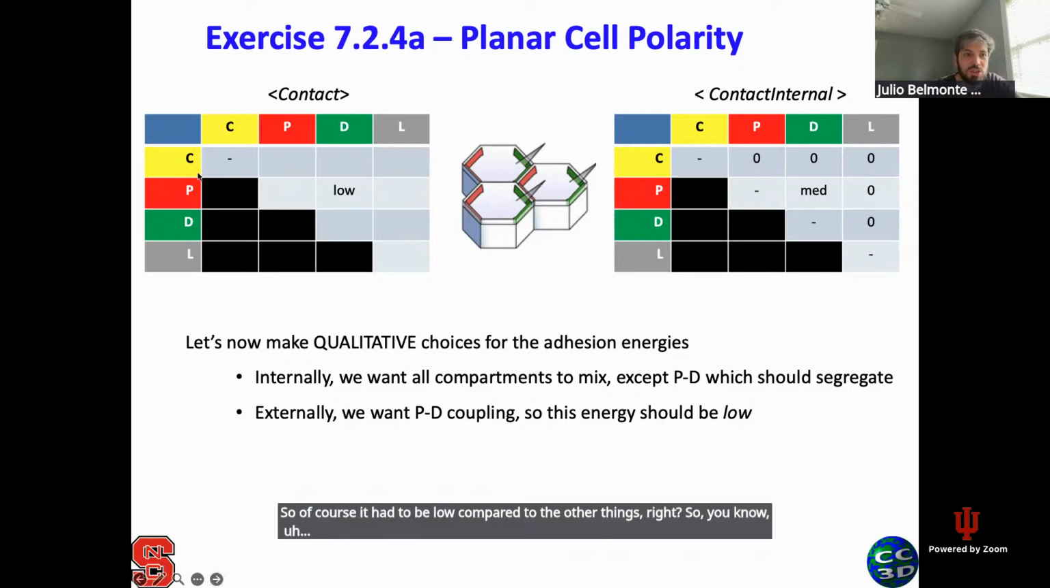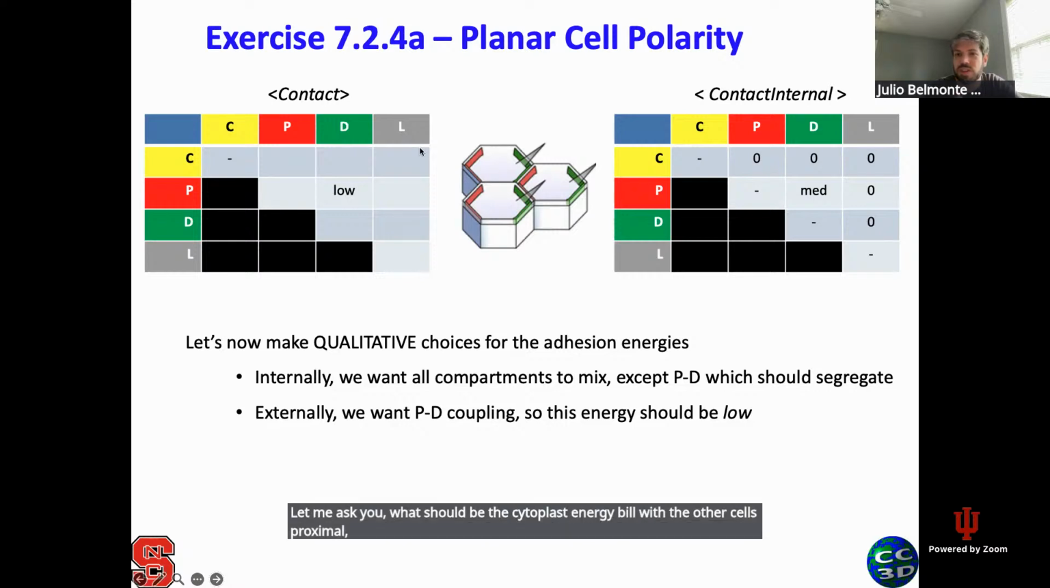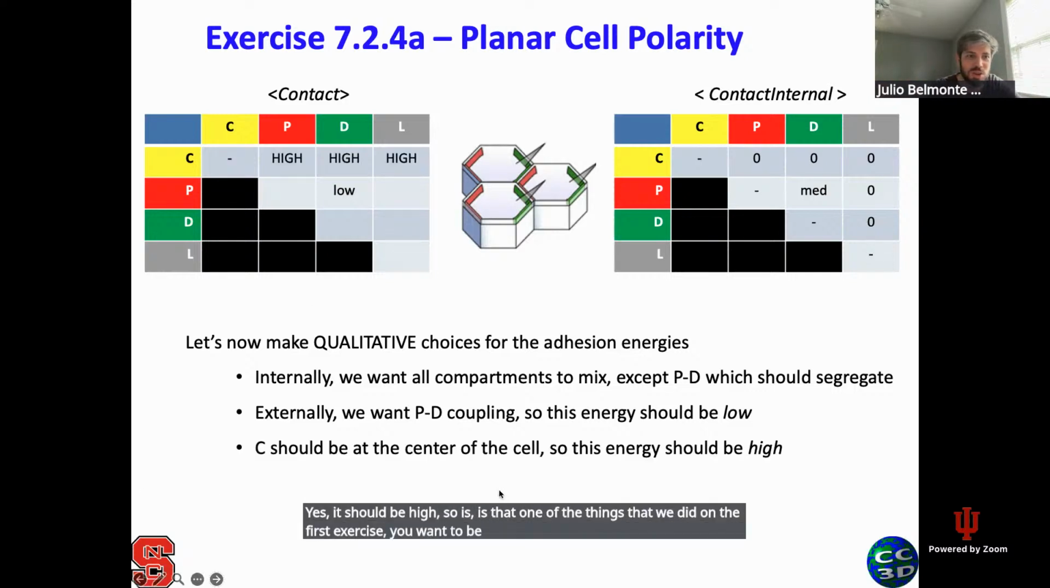So let me ask you, what should the cytoplasm energy be with the other cells: proximal, distal, and lateral? If you want the cytoplasm to be inside the cell, you want those energies to be high, low, or very high? Yes, it should be high. This is exactly one of the things that we did in the first exercise. You want to be very high because you want the cytoplasm to be inside the cell and never see the other compartment from the neighboring cells.